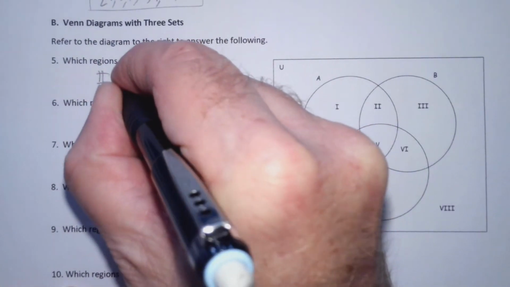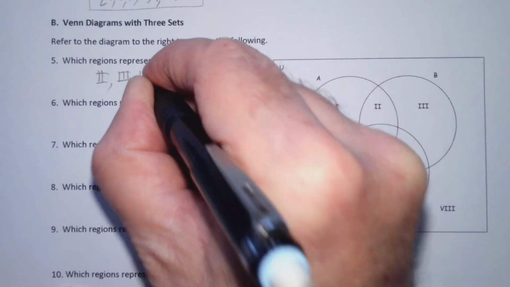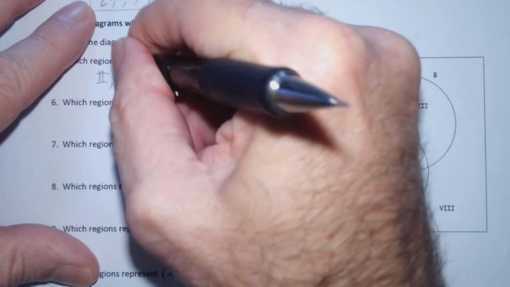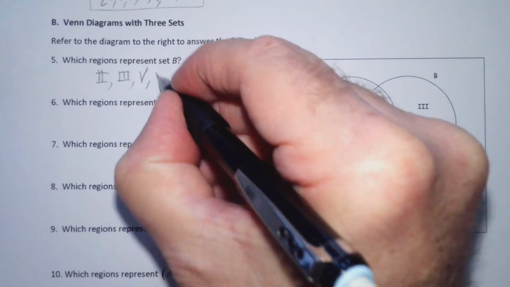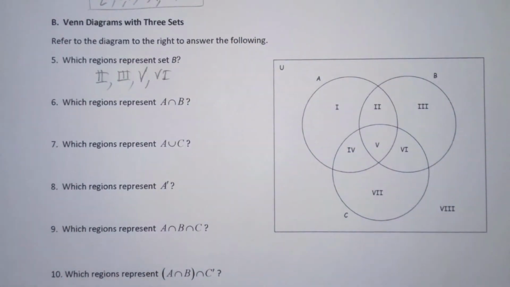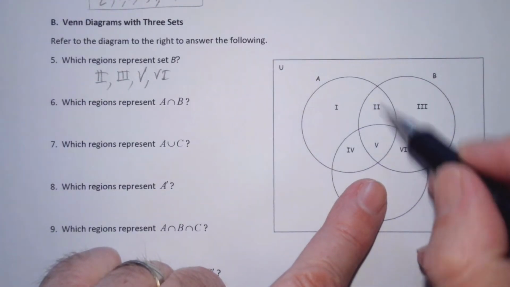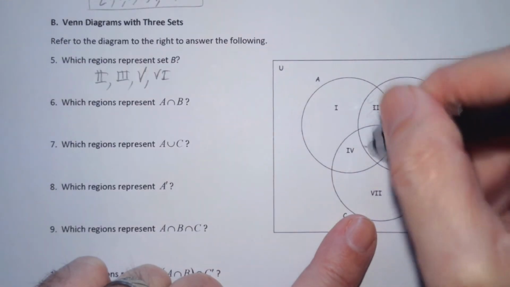2, 3, 5, and 6. Whoops, I just need a 5 there. Okay, A intersect B, that's the elements that A and B have in common. That would be this overlap here. So that's just 2 and 5.